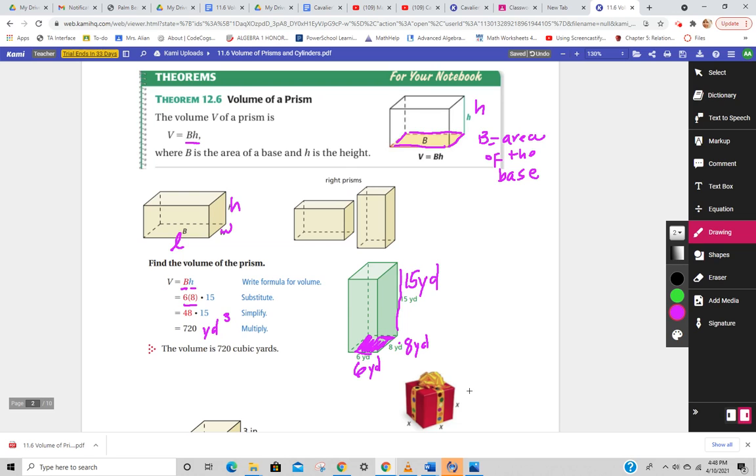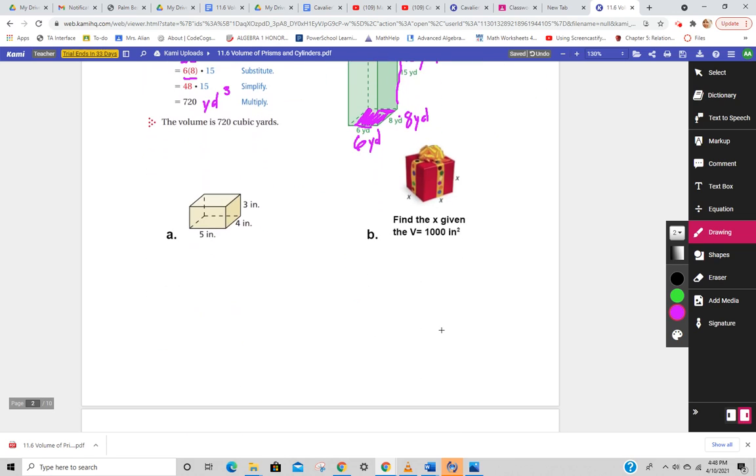Okay, let's look at the next one. So again, the volume is the base times the height, and this is the base right here. That's 5 times 4. So 5 times 4 times the height, which is 3. So that's 5 times 4, that's 20 times 3, that's 60 inches cubed.